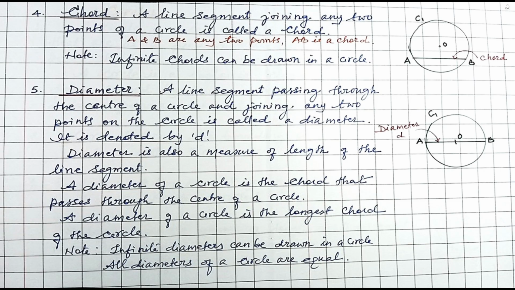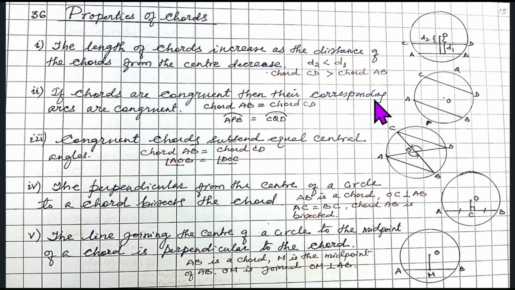Now let us proceed further. Now the different properties of chords. The length of chords increases as the distance of the chord from the center decreases. So if you see here, the length of chord AB is smaller than the length of CD because the distance of AB from the center is greater. Therefore, the length of the chords increases as the distance of the chord from the center decreases. So D2 is greater than D1 here, and therefore CD is greater than AB.